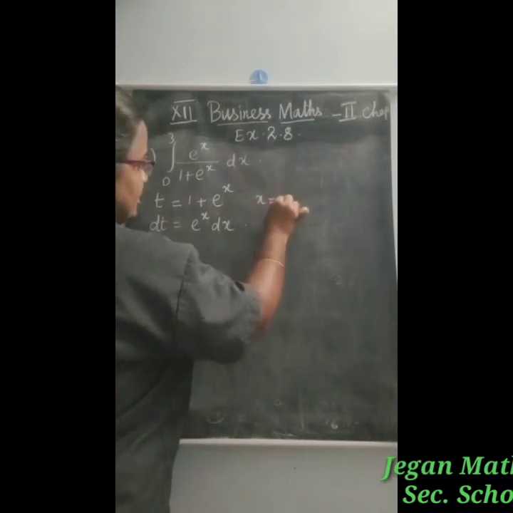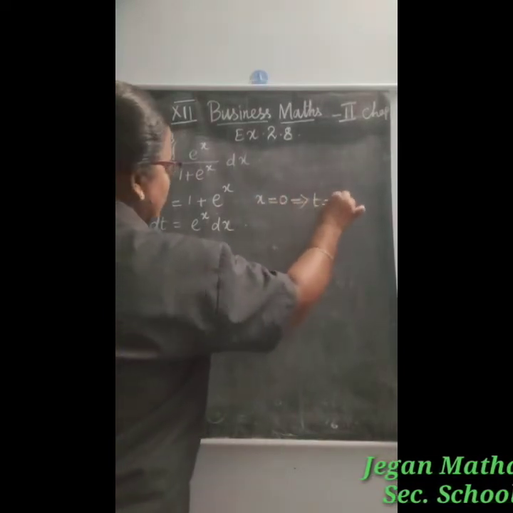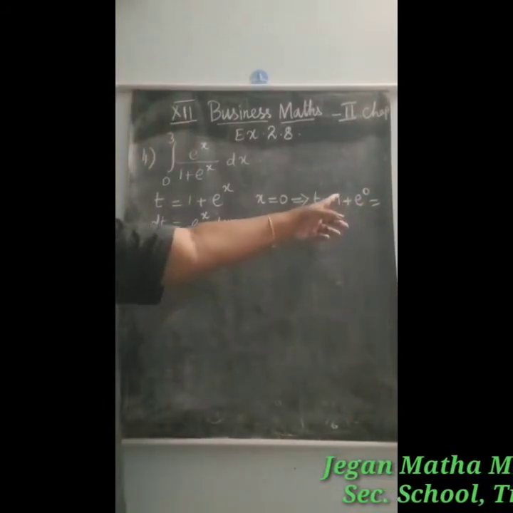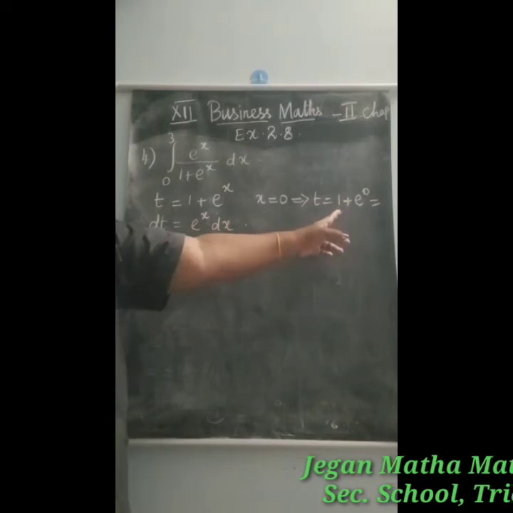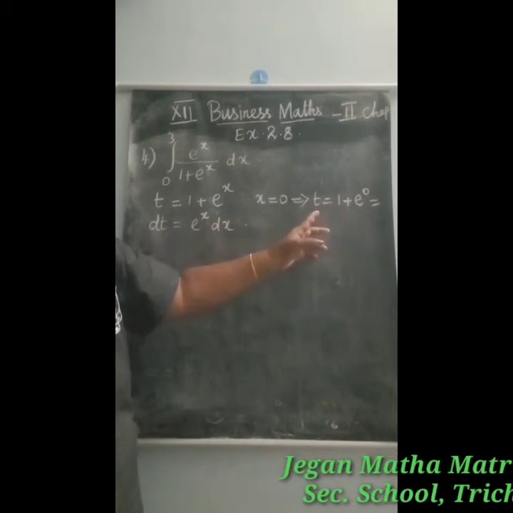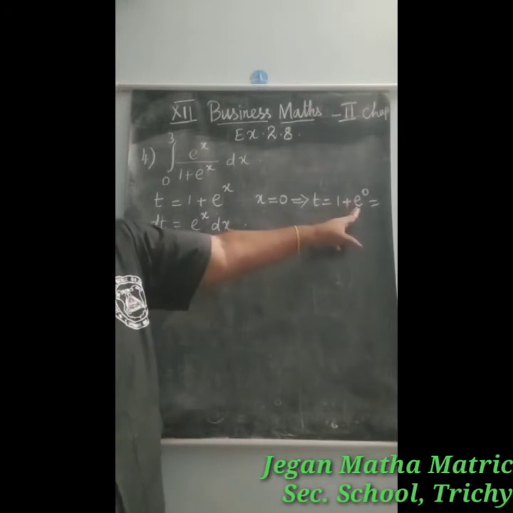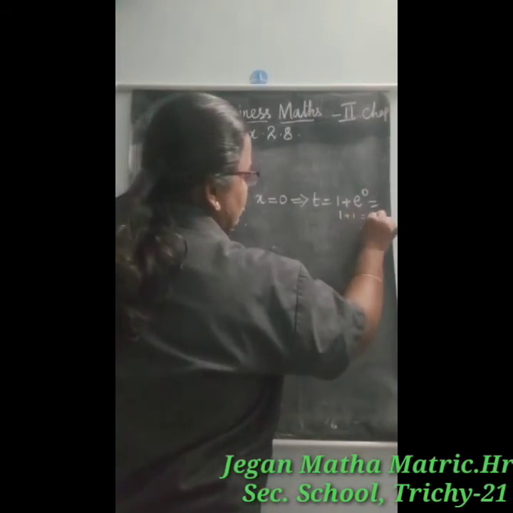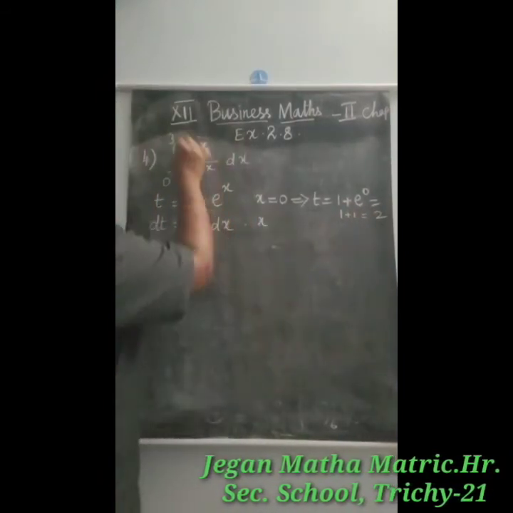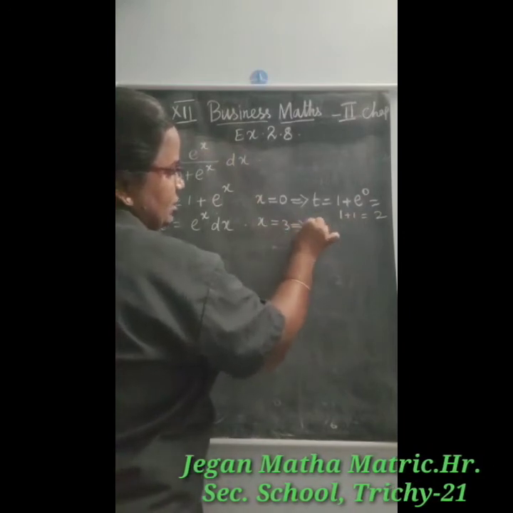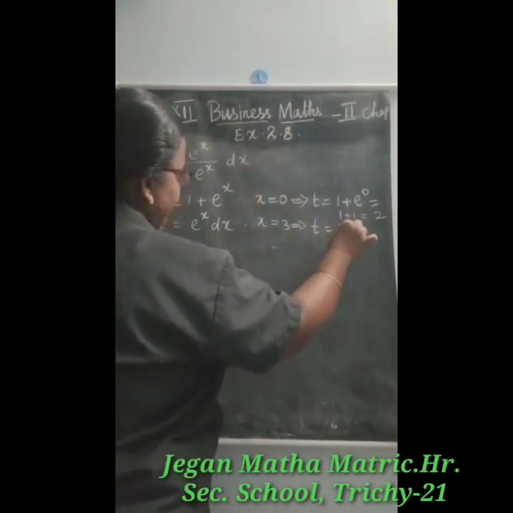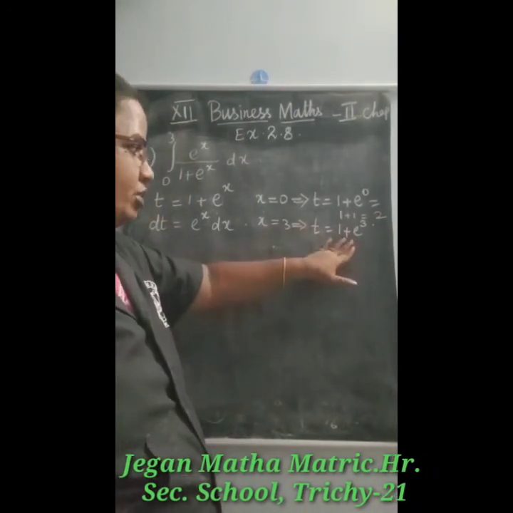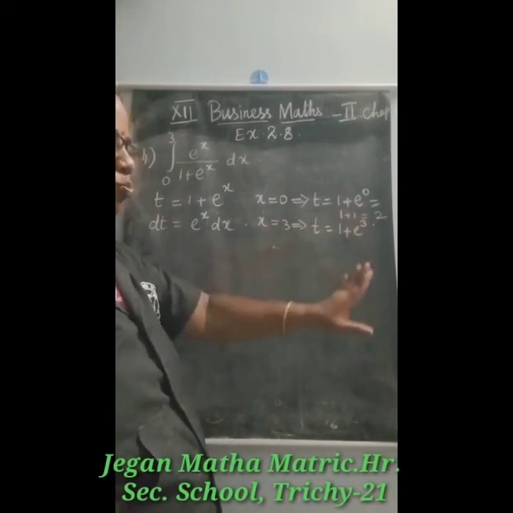x is equal to 0 means t is equal to 1 plus e power 0. Anything power 0 is 1. So e power 0 is 1, so 1 plus 1 is equal to 2. And what is the next limit value? x is equal to 3, so t is equal to 1 plus e power 3. What is the value for the upper limit? 1 plus e cube only.